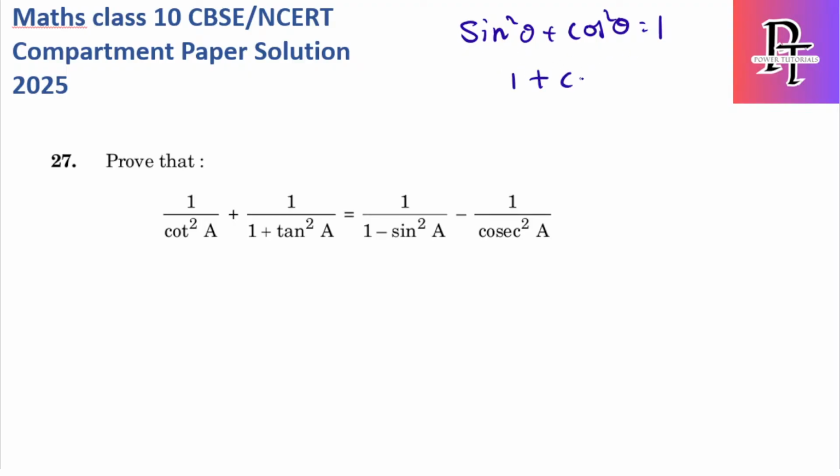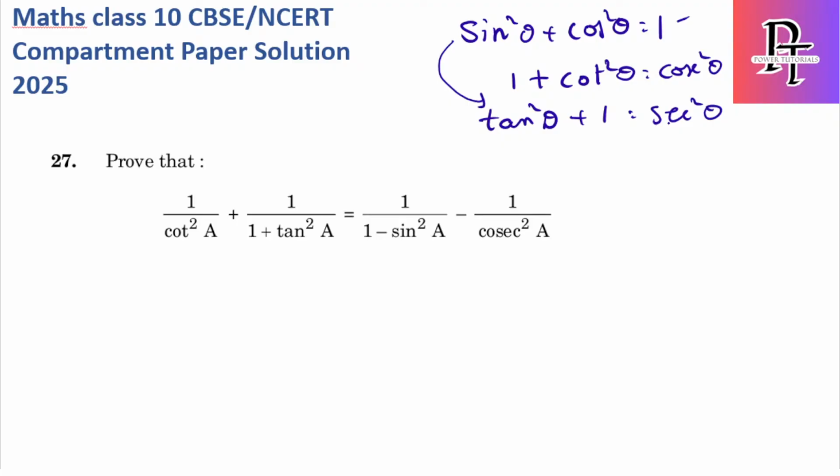1 plus cot square theta is equal to 1 by sine square theta, which is nothing but cosecant square theta. Same way, if I divide the whole equation by cos square, then this becomes tan square theta plus 1 is equal to 1 by cos square theta, which is nothing but secant square theta. See, I only remember the first one and I can easily derive the other two equations.